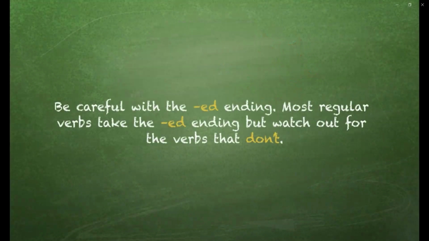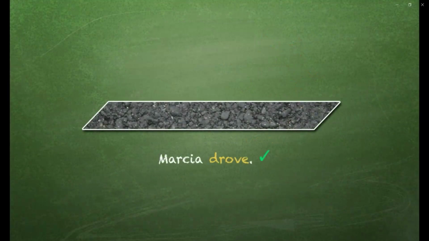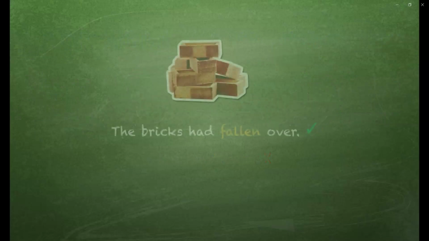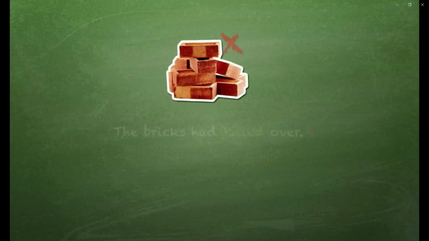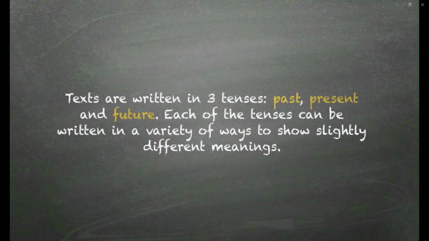Be careful with the ed ending. Most regular verbs take the ed ending, but watch out for the verbs that don't. Examples. Marcia drove. Marcia drived. The bricks had fallen over. The bricks had falled over. To recap, texts are written in 3 tenses: past, present and future. Each of the tenses can be written in a variety of ways to show slightly different meanings.